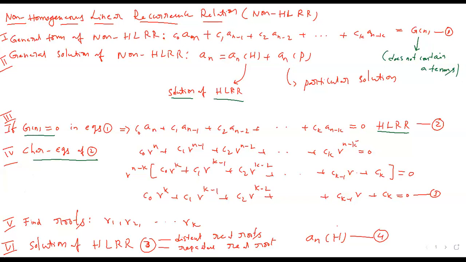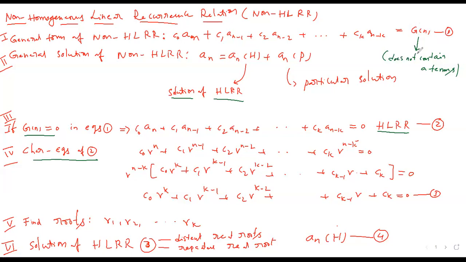Look at step 1. First, write the given equation in the form C0 an plus C1 an minus 1 plus C2 an minus 2 and so on up to Ck an minus k equals Gn. This is equation 1. Equation 1 means write all the an terms on the left side, and the remaining n terms and constants on the right side. The right side part is denoted by Gn. That is step 1.